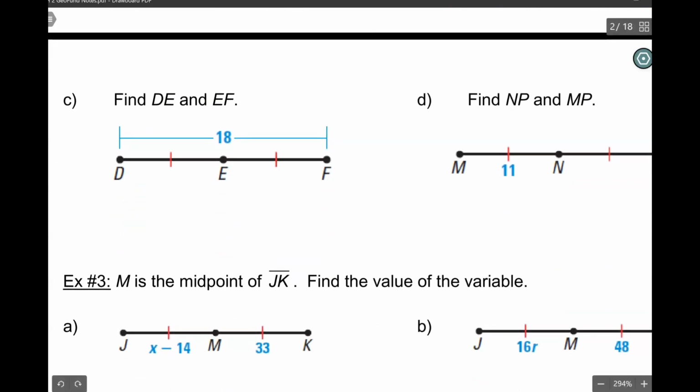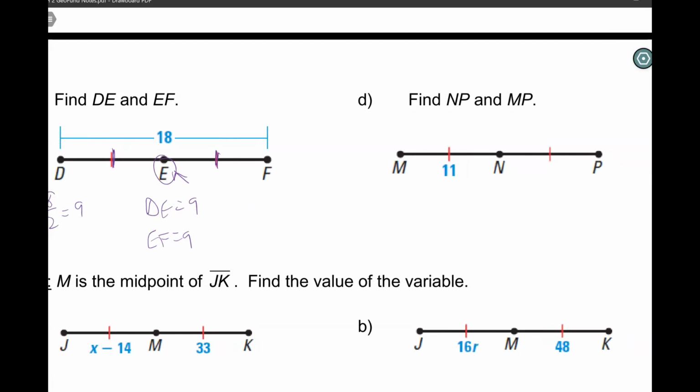So the midpoint is E. So if 18 is the whole length, divide by 2. That means DE is 9 and EF is 9. Because a midpoint cuts our whole segment into two congruent parts. Two parts that have the same length.